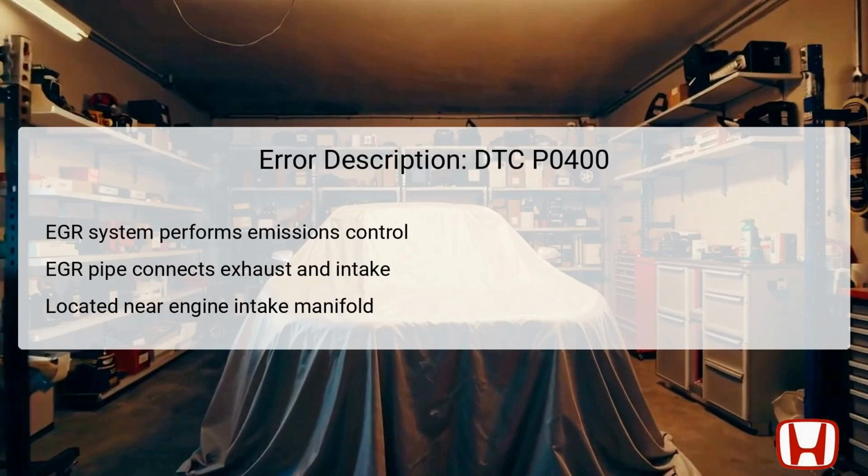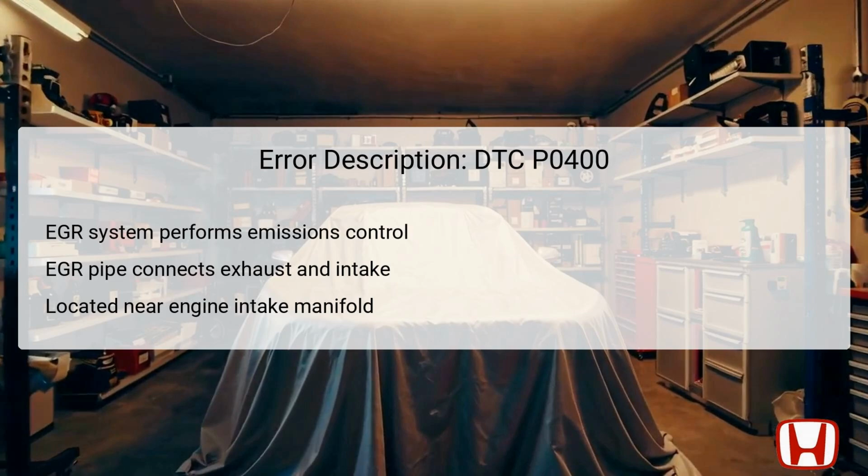The EGR system's primary role is to control emissions by recirculating exhaust gases into the engine's intake. This process helps to reduce nitrogen oxides, which are harmful pollutants. The EGR pipe is a crucial component in this system, connecting the exhaust manifold to the EGR valve and the intake manifold.